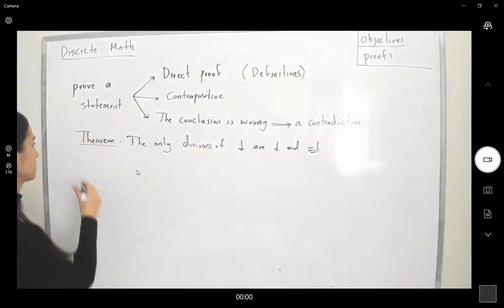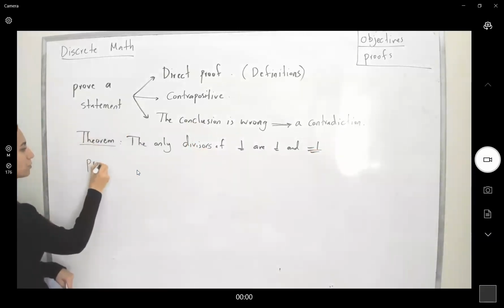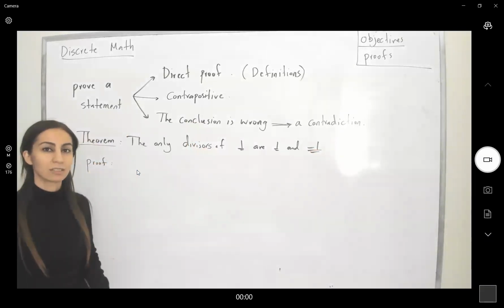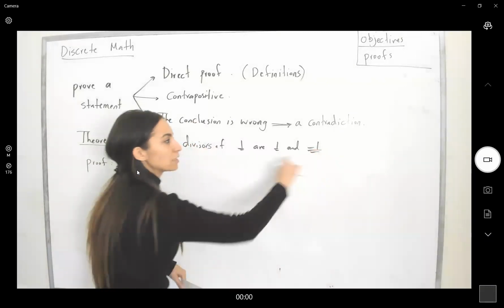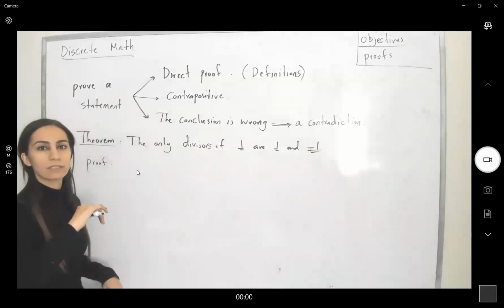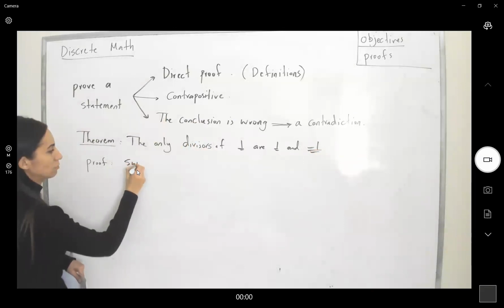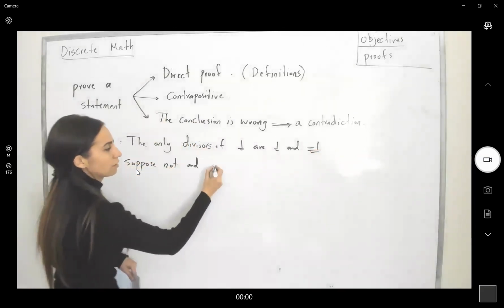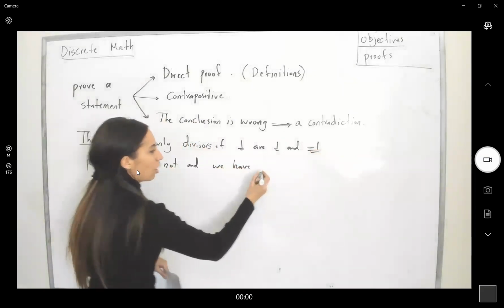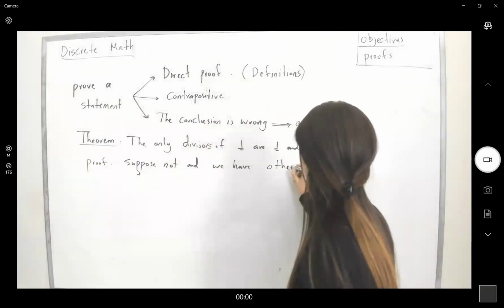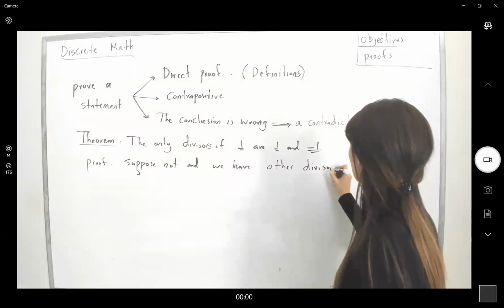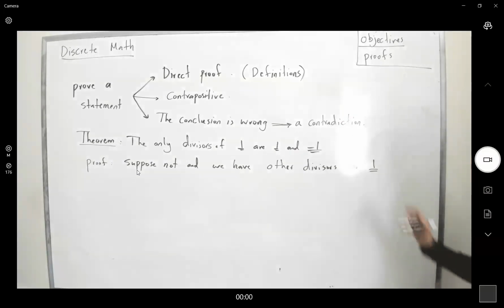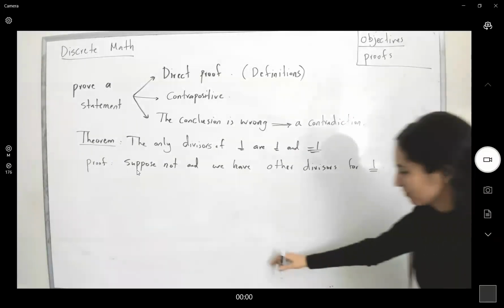How do we prove this? Prove. Suppose not. Suppose other than 1 and negative 1, there are other divisors. So suppose not, and we have other divisors for 1, other than 1 and negative 1. Let's see what happens.